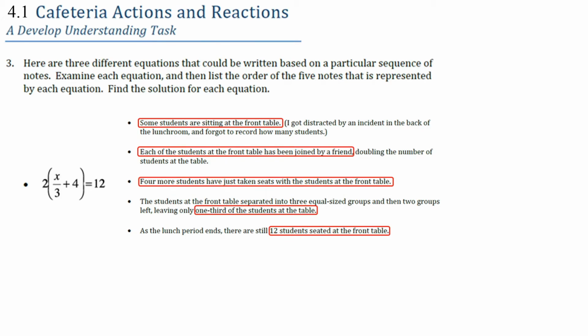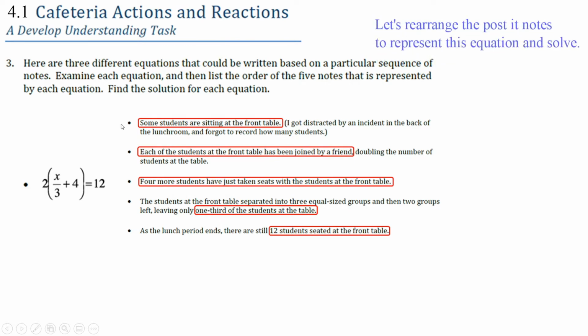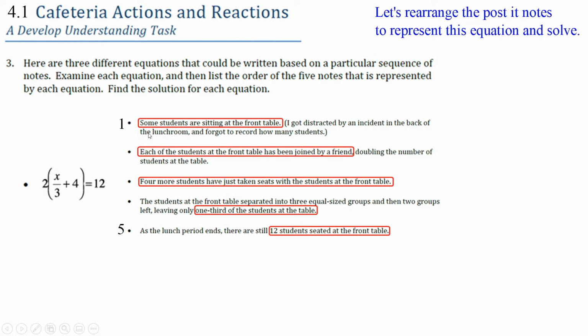Well, first, you're going to start with your variable, and they're using an x. We used S sub F, Elvira did. So this first bullet will always be number 1. And that's some students are sitting at the front table, and we're calling that x now. And then we're always going to end with this equals 12. So 5 will be the last bullet. As the lunch period ends, there are still 12 students seated at the front table.